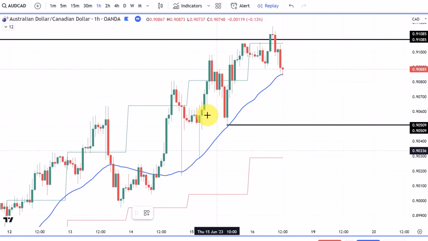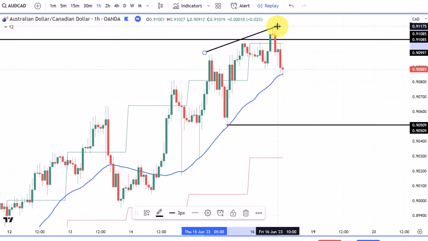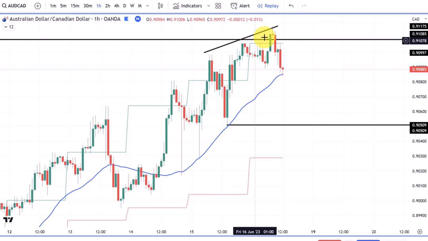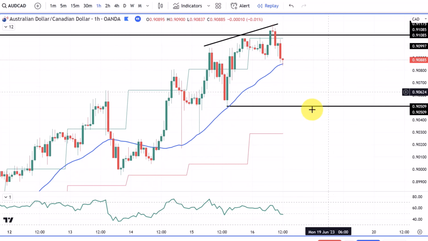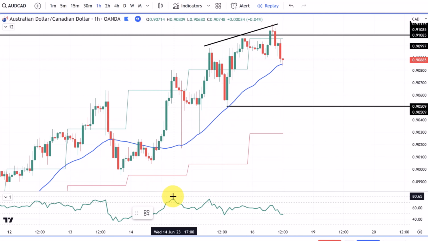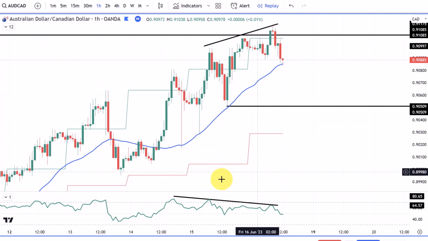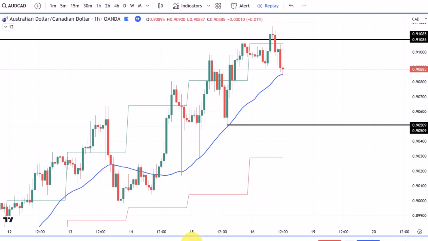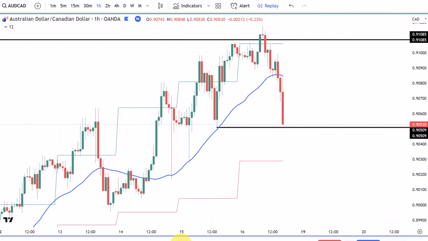What we see currently on the 1 hour is also a divergence, right? When we look at the price action, we can see that the market is making higher highs. But when we look at the RSI, which is the RSI 14 period, we can see that the RSI is making lower highs. So this indicates the market is slowing down and the uptrend is losing momentum. So now let's fast forward to see what is happening afterwards.